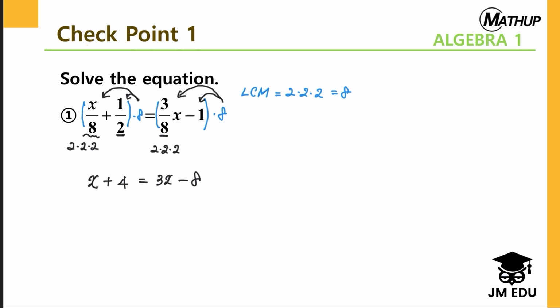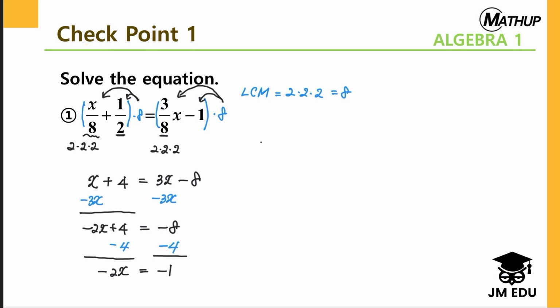So we're going to eliminate 3x on the right-hand side, step by step. So that's going to be negative 2x plus 4. That is equal to negative 8. Now eliminate 4. Minus 4, minus 4. So the left-hand side will be negative 2x, and this is going to be negative 12. Now we're going to divide by negative 2 each side. So the solution x is equal to 6.